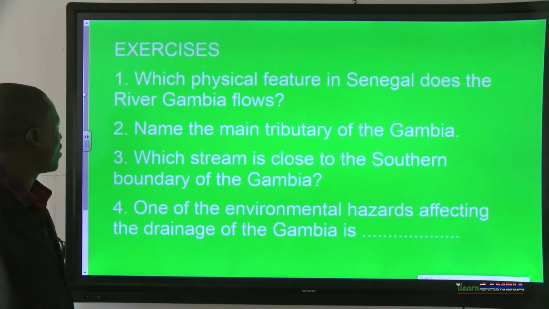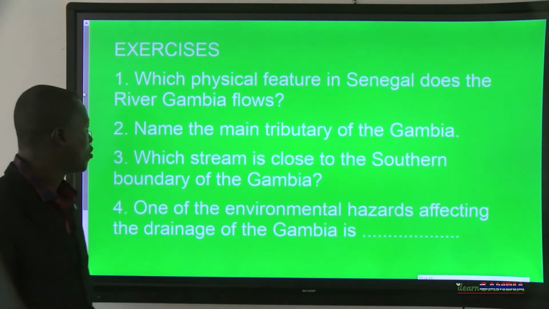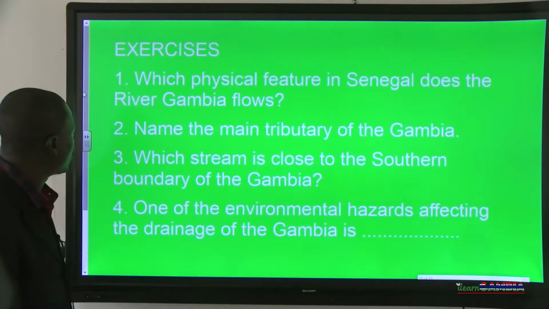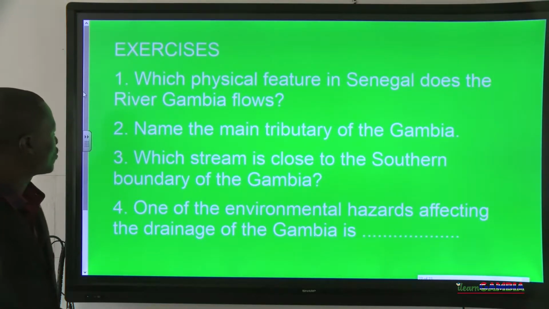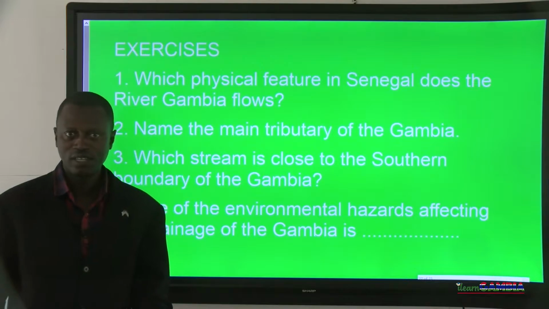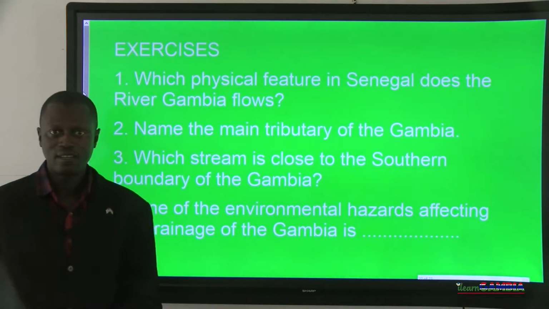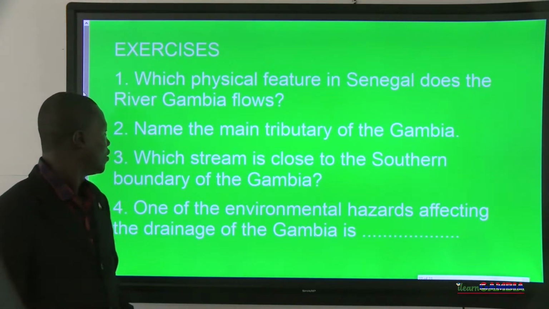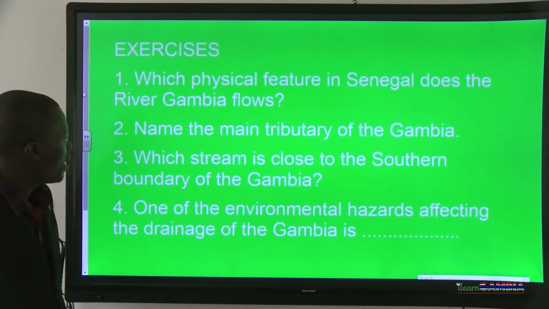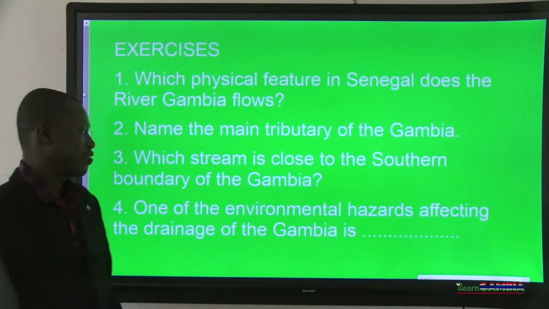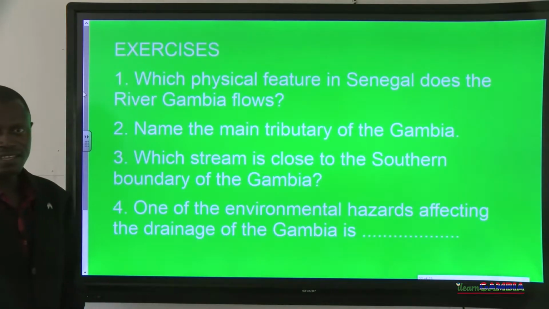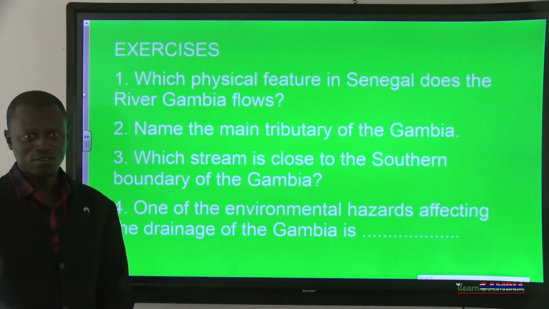Now question number 1 reads, which physical feature in Senegal does the River Gambia flow through? The answer here is the Barakunda Falls. Number 2, name the main tributary of the Gambia. The answer is the Bintang Bolong, or you say the Bintang Creek.